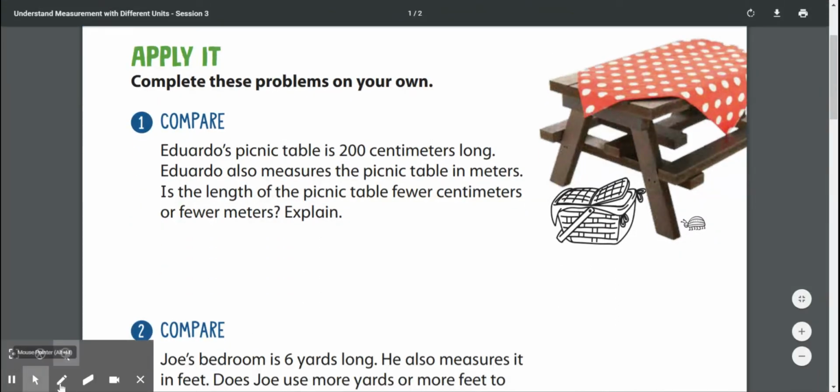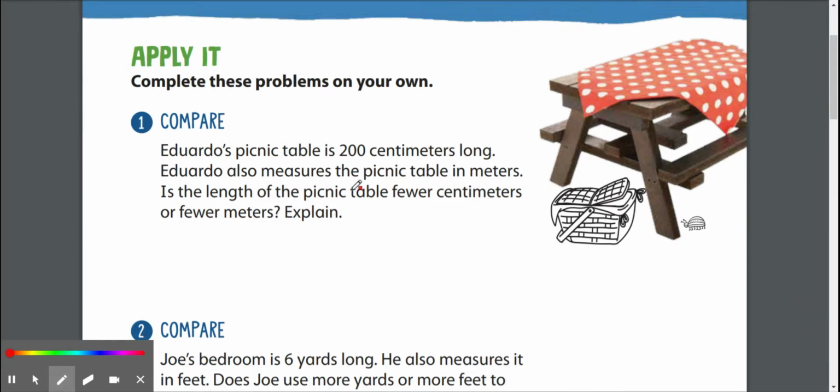Miss Yanis is going to get her tool ready to go. So let's read. Compare. Compare means that you're going to take two different units of measuring. We're going to see the differences between them. So Eduardo's picnic table is 200 centimeters long. So I already know I have 200 and I know I have centimeters long. So I already know the unit of measure is centimeters.